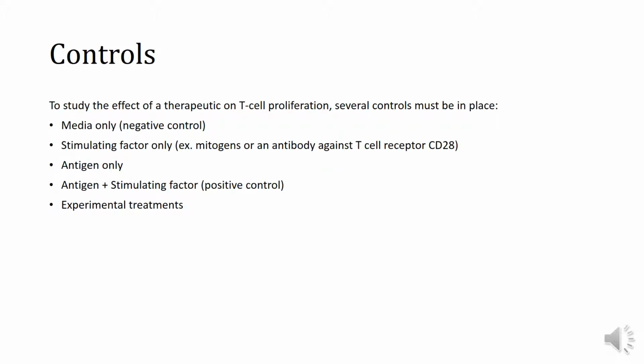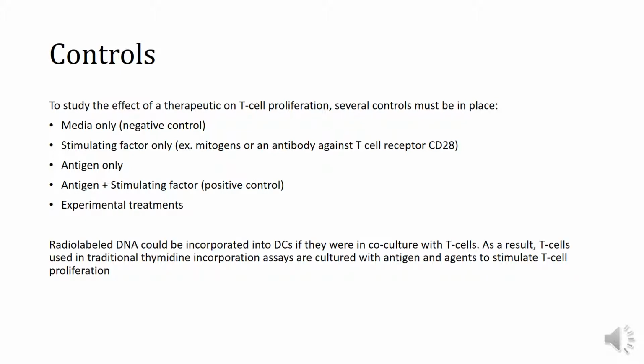However, these controls are basically exactly the same as you would see in a CFSE experiment, with a media-only negative control, an antigen and stimulating factor positive control, and then whichever treatments you like. A major difference with thymidine incorporation is that the radiolabeled DNA could be incorporated into dendritic cells in a co-culture with T cells. As a result, T cells used in thymidine incorporation need to be cultured with agents that stimulate T cell proliferation without using the dendritic cells for antigen presentation.